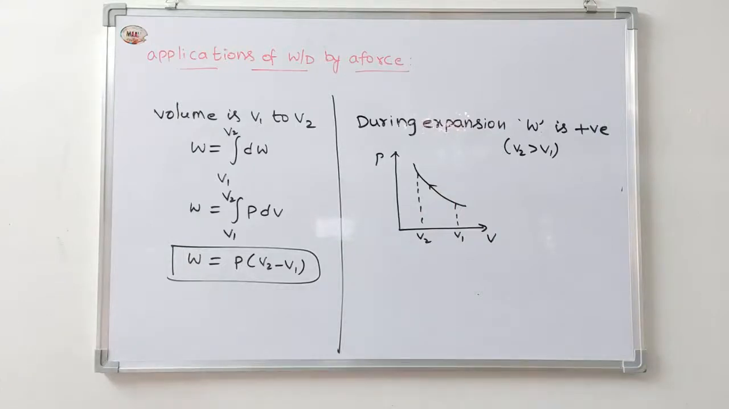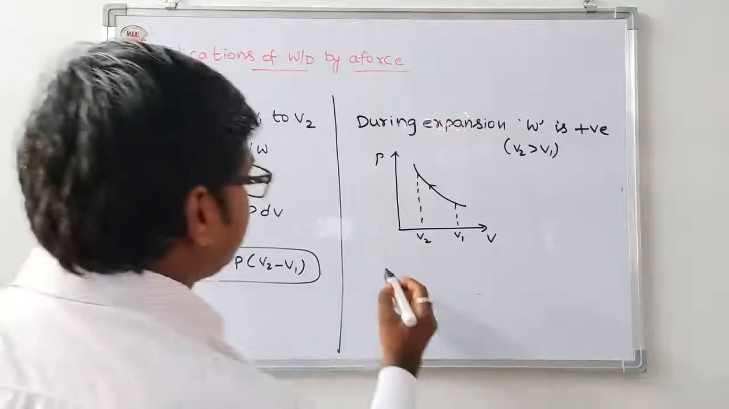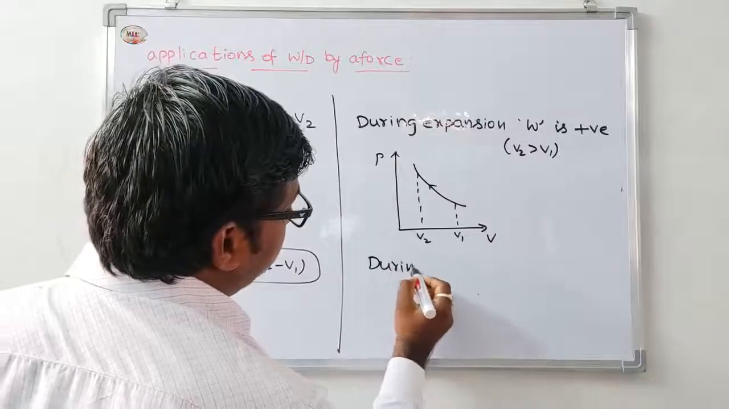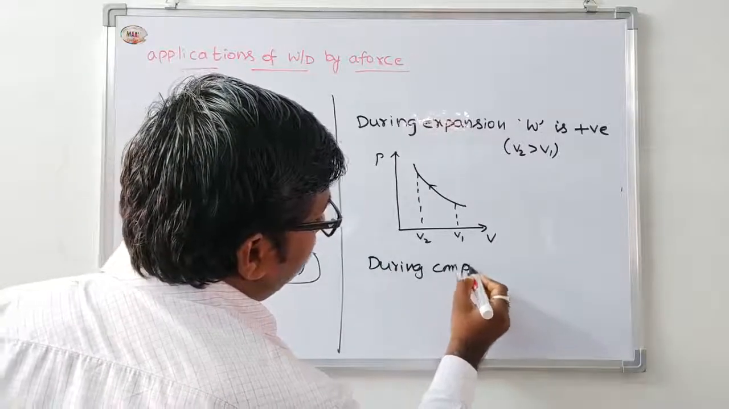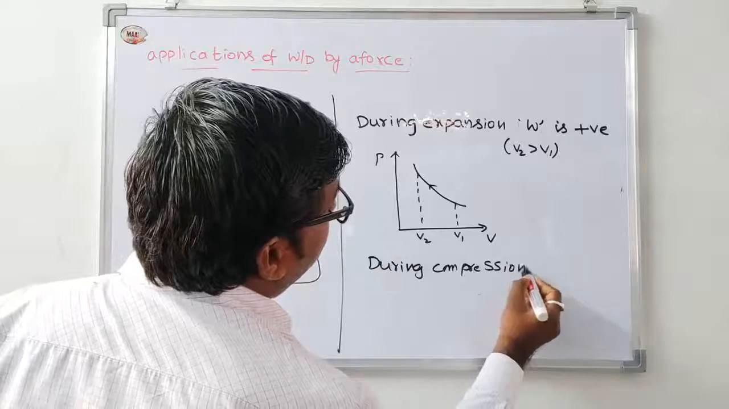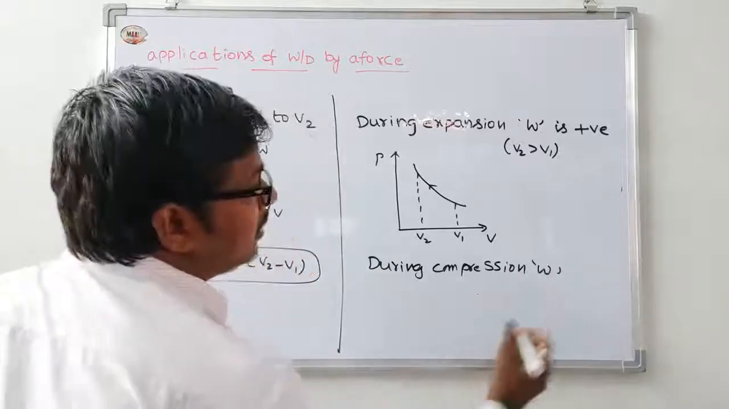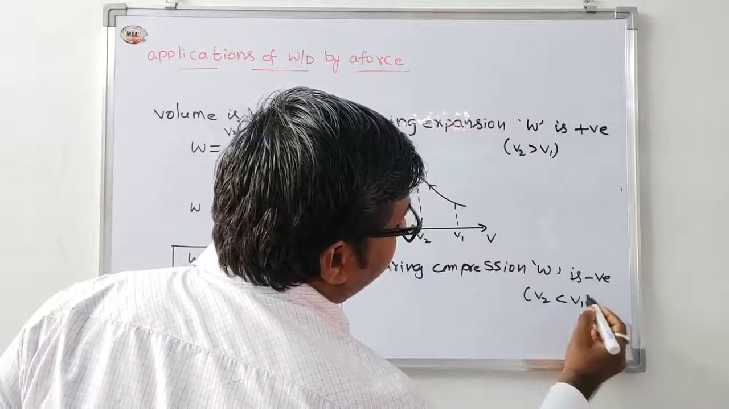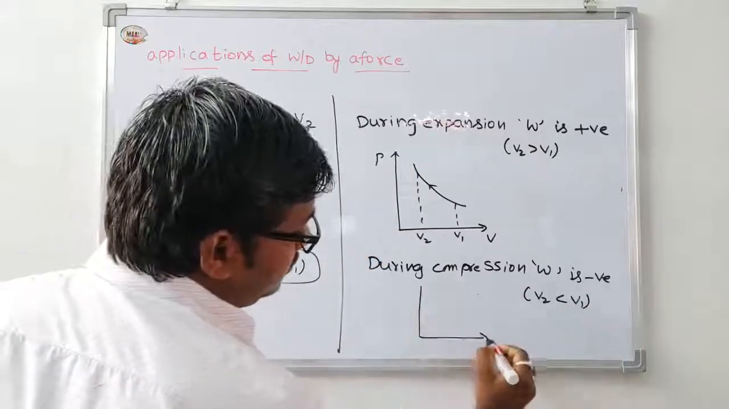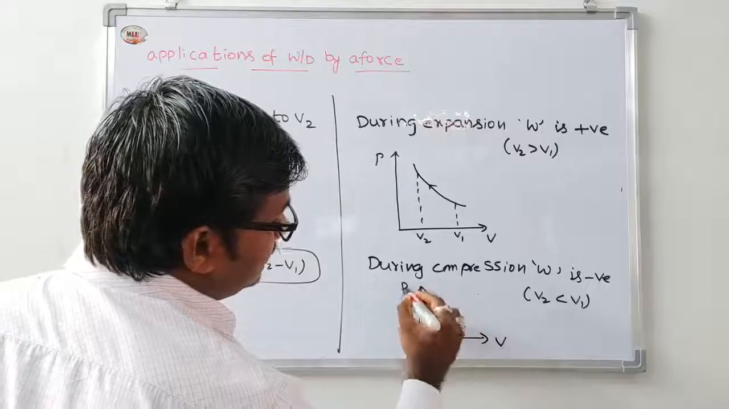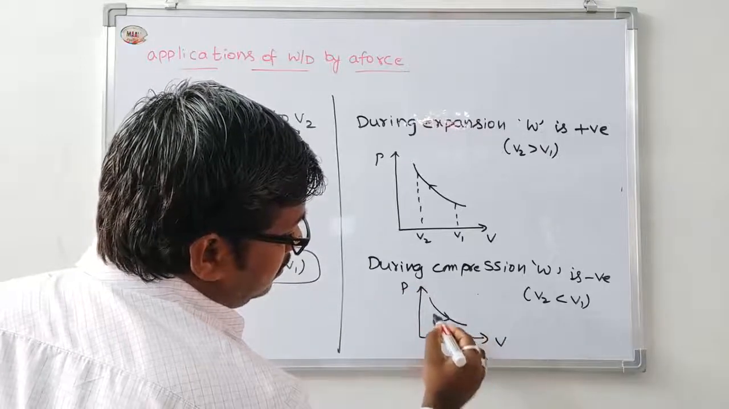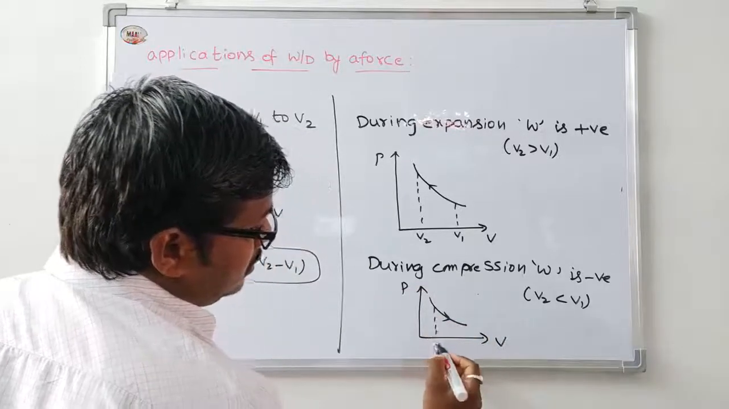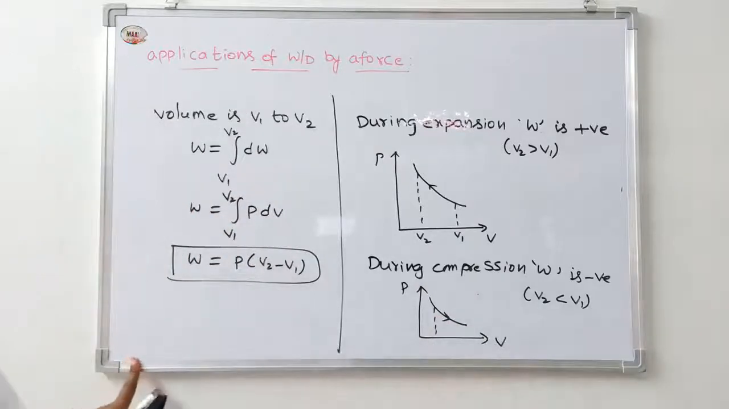Next, during compression, V2 is less than V1. During compression, work done is negative. This is the volume under pressure graph, V2 less than V1.